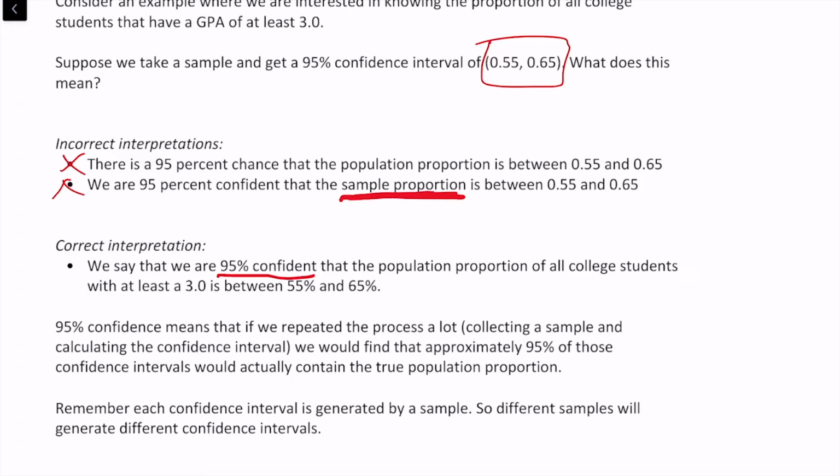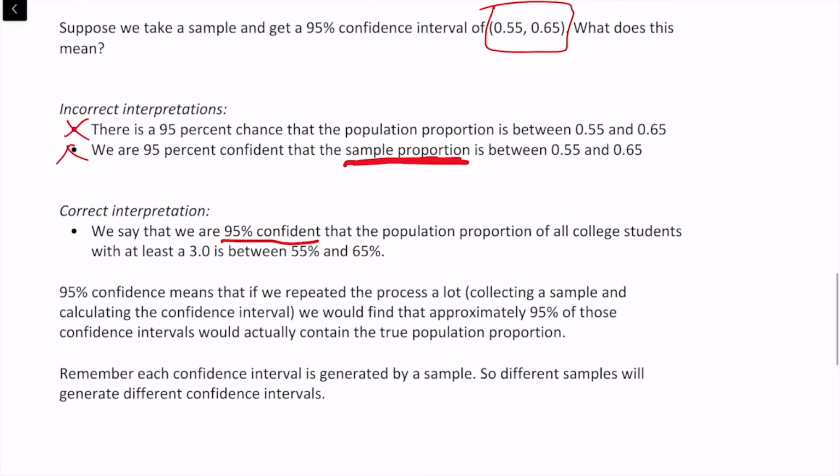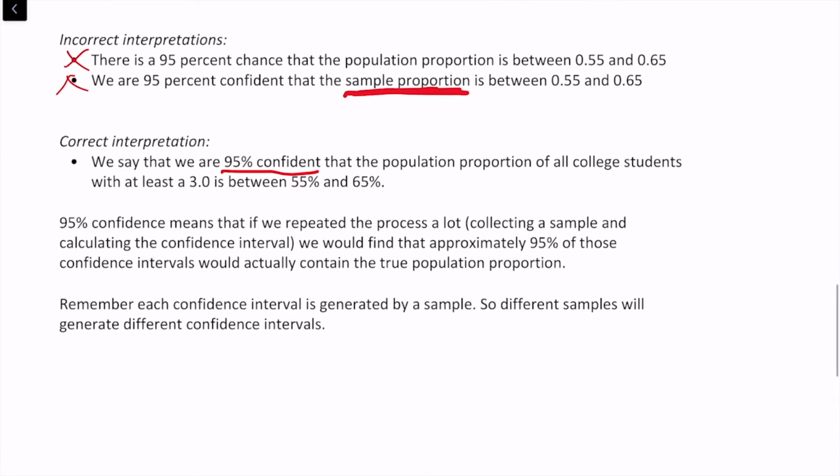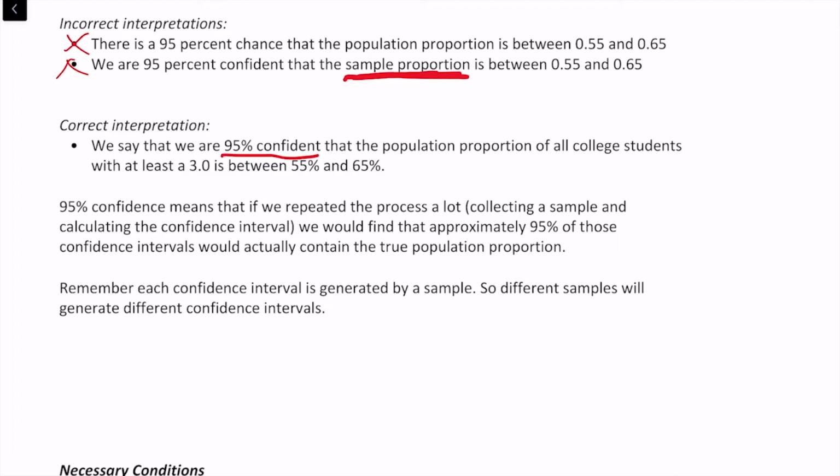So what in the world does 95% confidence mean? Well, hopefully this will make it clear here. 95% confidence means that if we repeated this process a bunch of times, okay, what I mean by that is that we get a sample of students and we calculate the sample proportion from that sample.